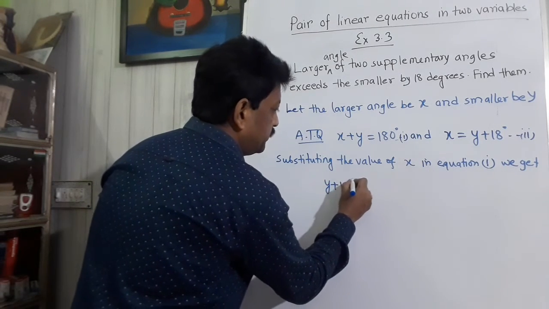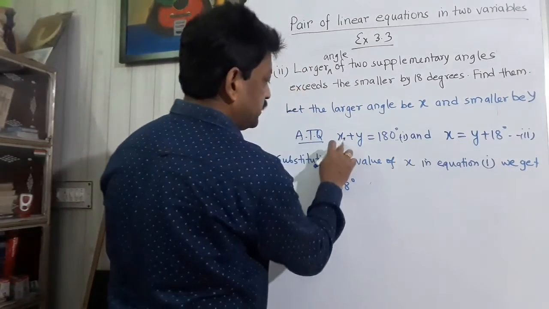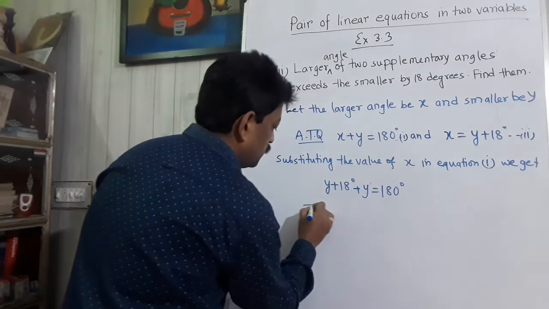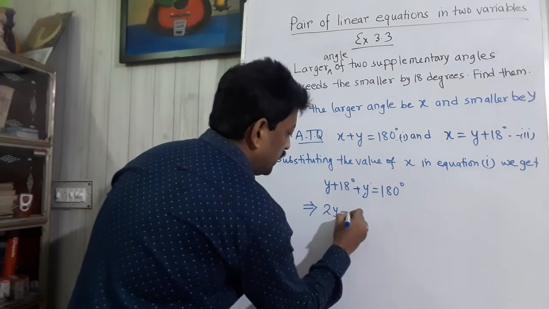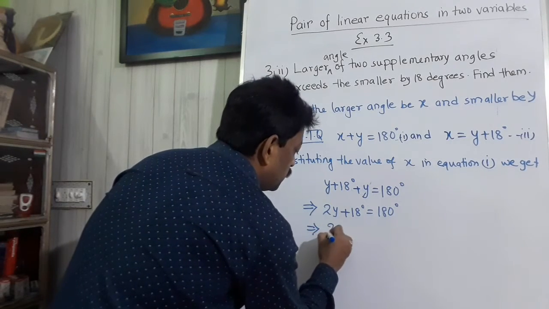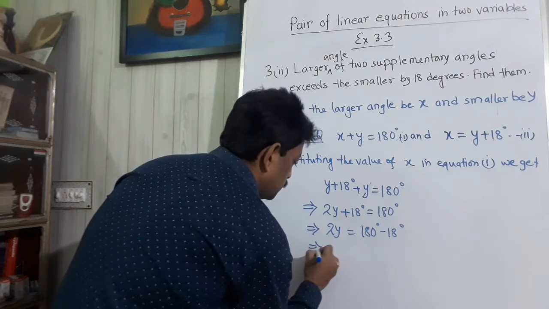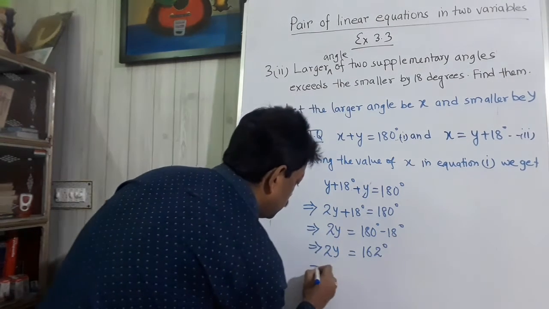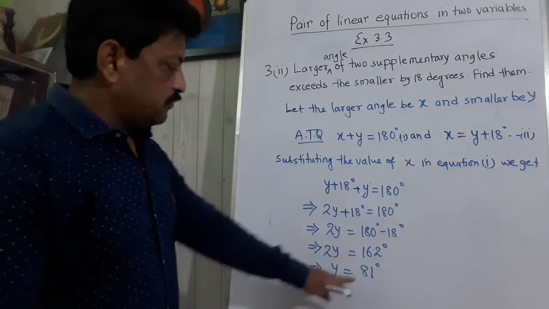So y plus 18 degrees is equals to, this x is replaced by y plus 18. So y plus 18 plus y equals to 180 degrees, which implies y plus y is 2y plus 18 degrees is equals to 180 degrees, or 2y equals to 180 degrees minus 18 degrees. So 2y is equals to 162 degrees, or we can say y is equals to 81 degrees. 162 upon 2 is 81.